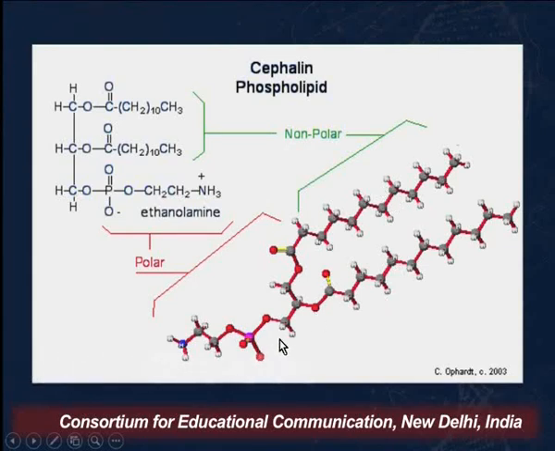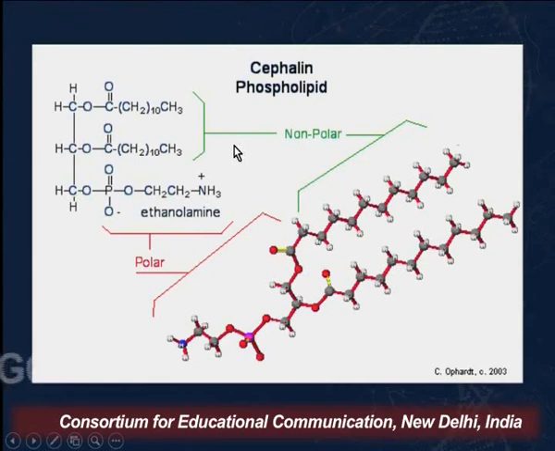That is, we have a glycerol moiety here. This is your glycerol moiety which is attached to two fatty acids, and the third one is attached to a phosphate group which is then attached to an ethanolamine. So if you look into this structure, what we find here again is that this is the glycerol backbone which is attached to two fatty acid molecules, and then this is the head which is polar in nature, and these two are non-polar in nature.